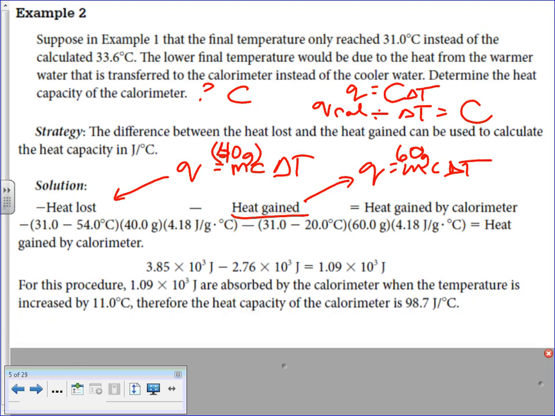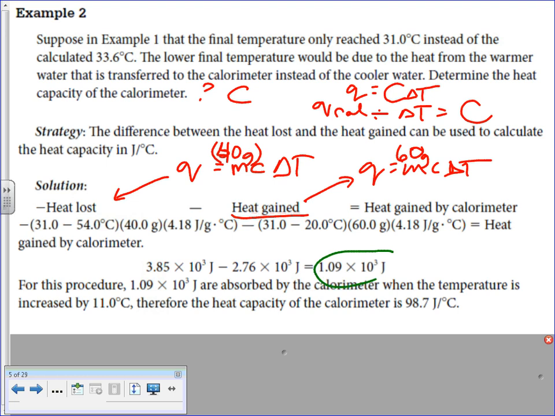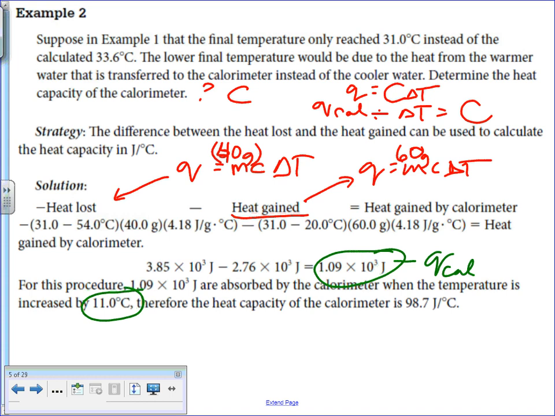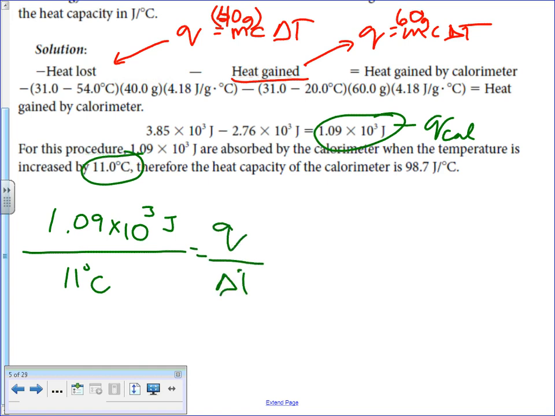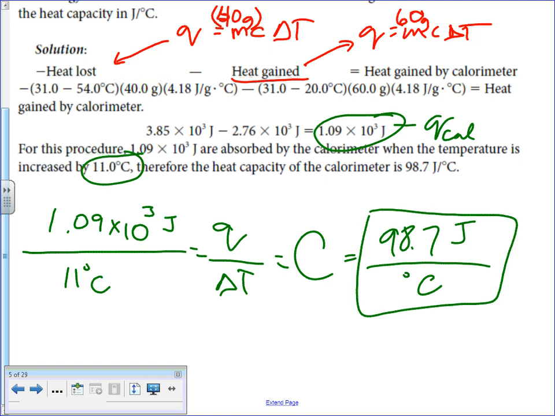So in the math, Q is the Q of the calorimeter, and then 11 degrees C is our temperature change. So then for Q cal, you would just do 1.09 times 10 to the third joules divided by 11 degrees C, which is Q over delta T, and that gives us our heat capacity of the calorimeter to be 98.7 joules per degree C.